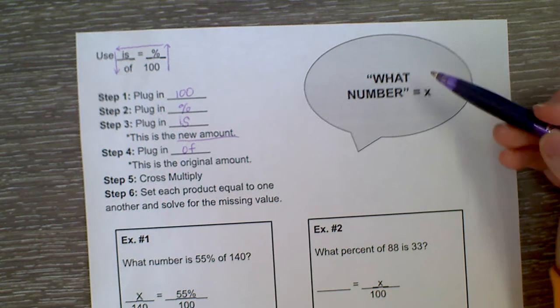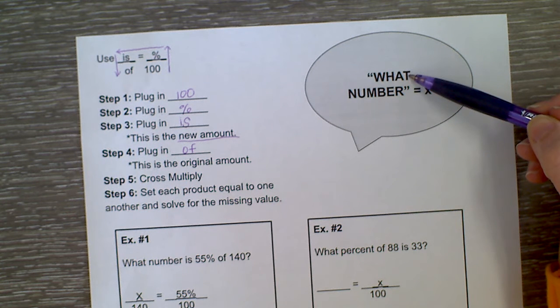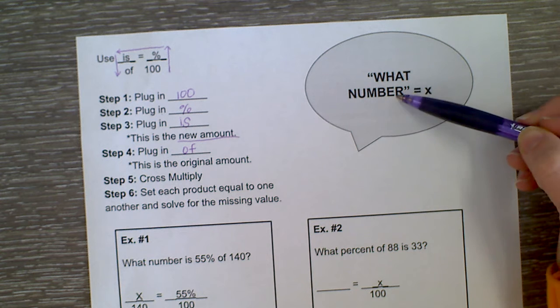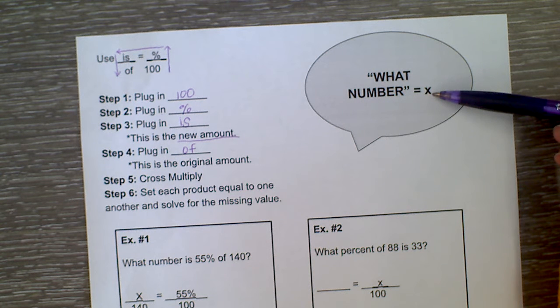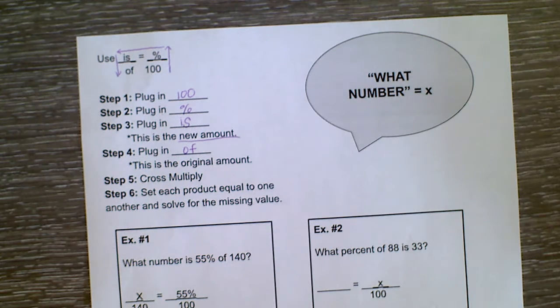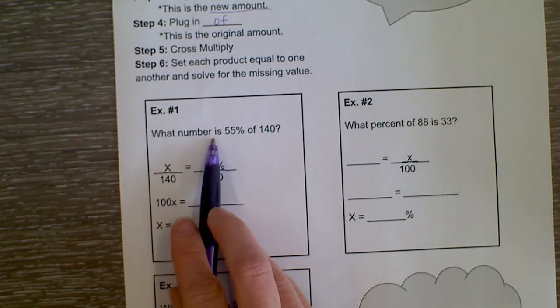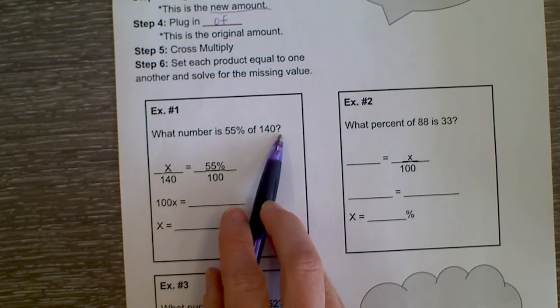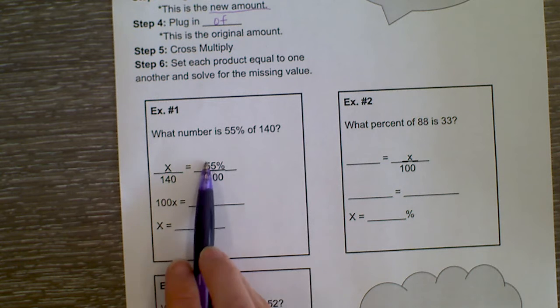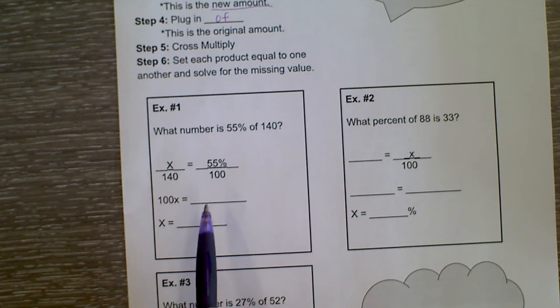The key to doing all of this is right up here in the top corner. Anywhere you see the words what number, that indicates that's where your variable will go. So let's go ahead and try example 1. It says what number is 55% of 140? And if you look down here at the bottom, you can see I've already plugged in all of those values for you.